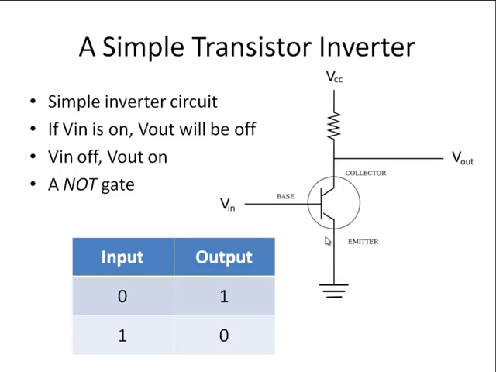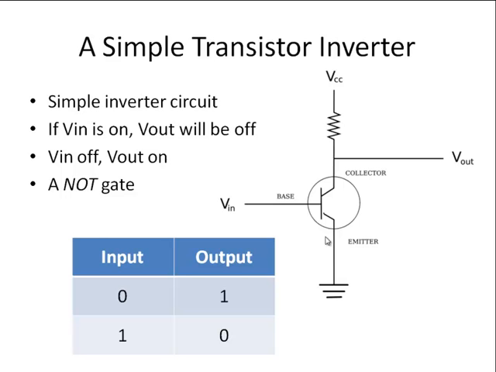So when VIN is off, the circuit is broken, and so we don't have a connection from the emitter through to Vout. So the voltage at Vout has to be VCC. When VIN is on, we do have a connection between Vout and the emitter, and so the output at Vout will actually be the voltage from the emitter, and the presence of the resistor there between Vout and VCC is what will ensure that.